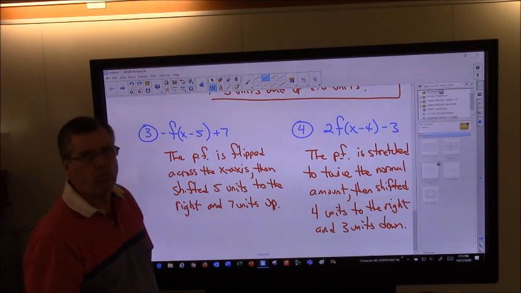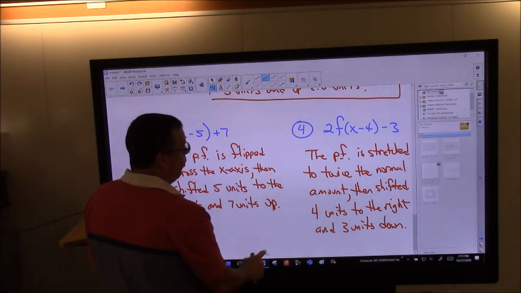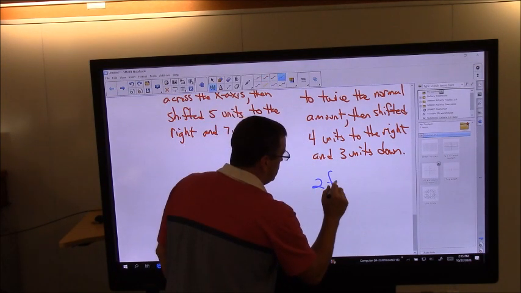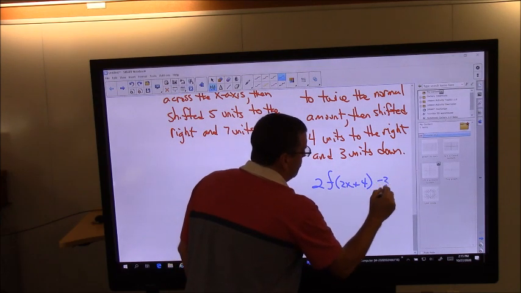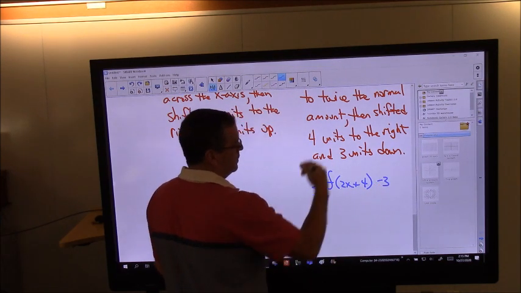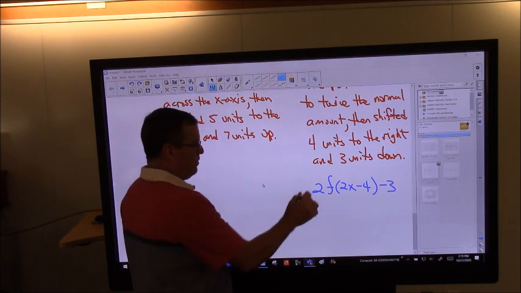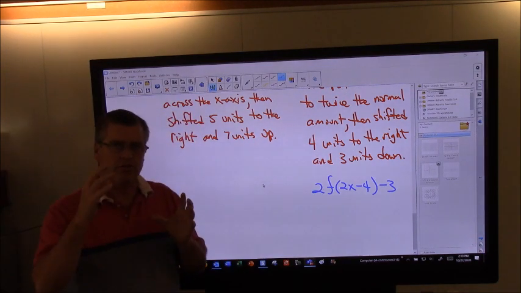I want to make one quick comment because our book does this. What if this would have been 2 times f of 2x plus 4 minus 3? Same question, but what if I stick a 2 out in front? Well, sometimes we'll look at that and go, oh, well, 2 times 2, that's 4, so we're going to stretch it to 4 times as much.